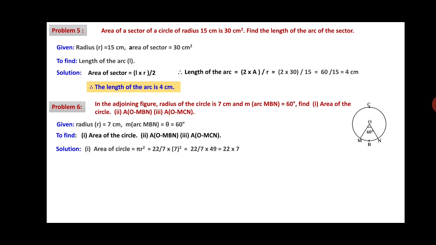So area of the circle is equal to pi r square, which will be 22 upon 7 into 7 square, which will be 22 upon 7 into 49, which is 154 square centimeter.